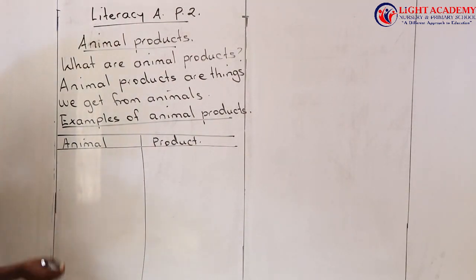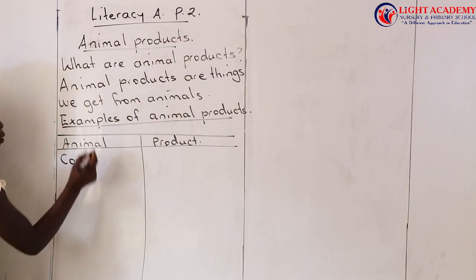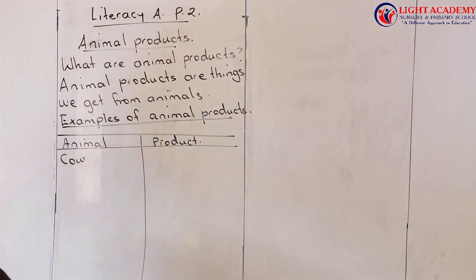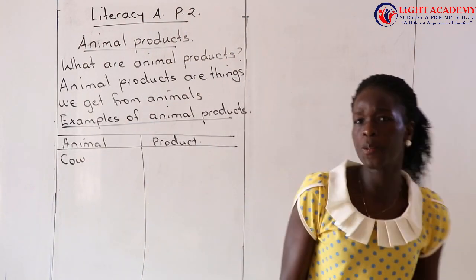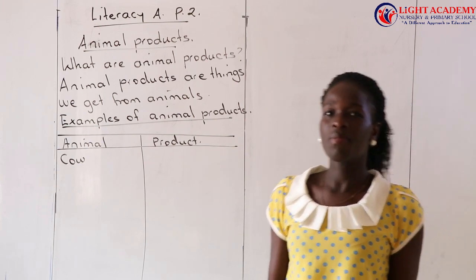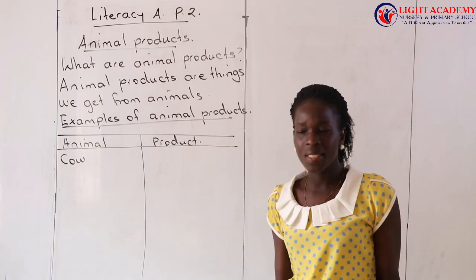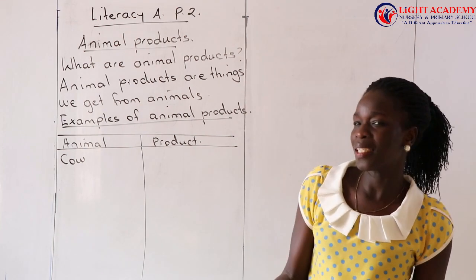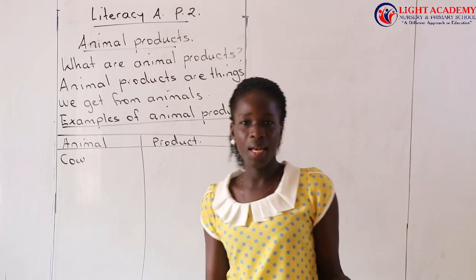You're saying that animal products are things we get from the animals. So, we look at the cow. What product do you get from a cow? People who raise cows at home, which products do you get from them? You have cows at home, you see mommy going to the corral, getting something from it, and you see daddy taking the cow for grazing, and many other things.